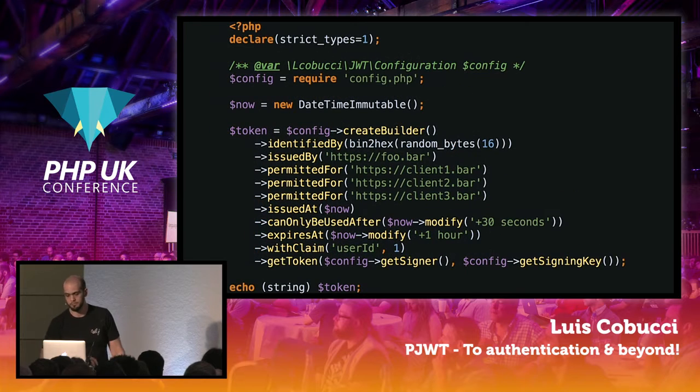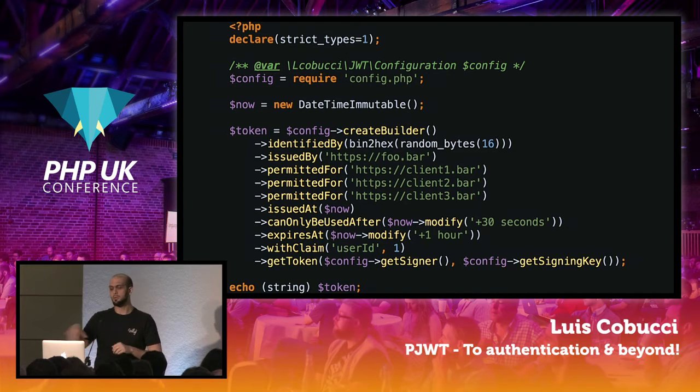Then you start building your token. You get a configuration object, and you say, okay, this token is identified by this ID, was issued by this host. This is the list of permitted clients, was issued at now. It's valid for 1 hour and can only be used after 30 seconds from now. And I have a private claim here. It's not that short. It says user ID is 1. And I just get a token, passing the signer and the signing key.